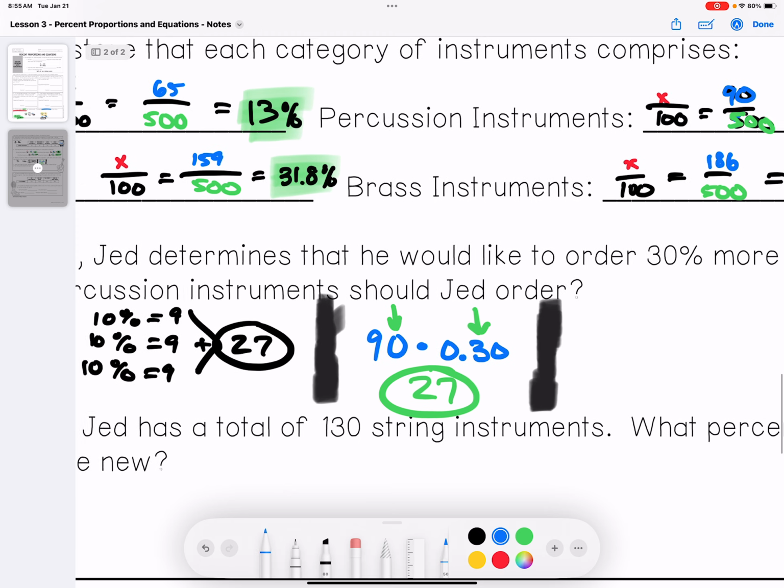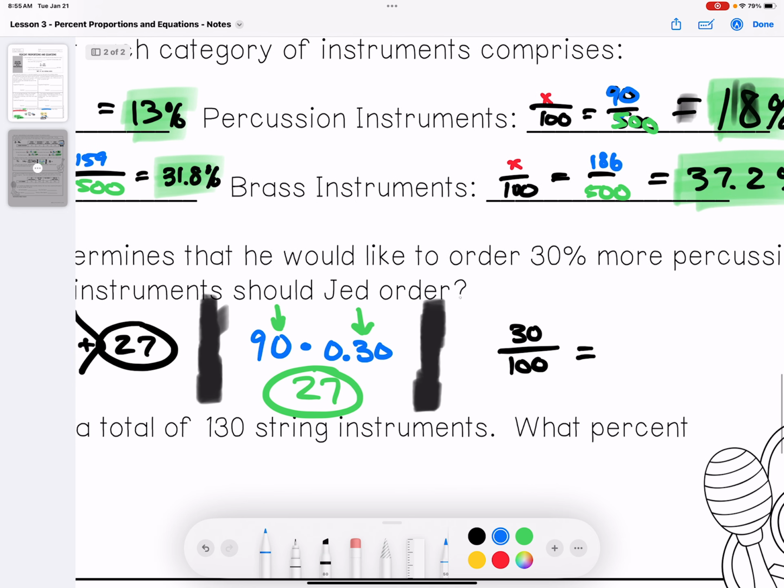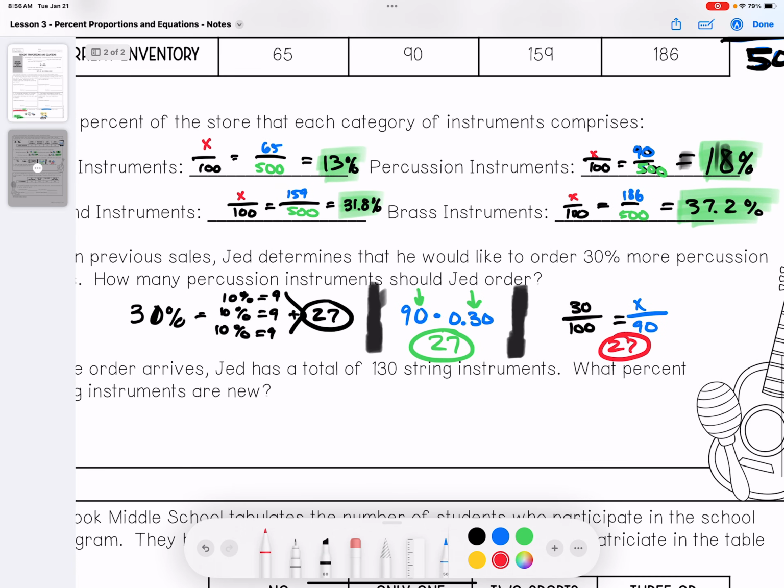The next way to do it would have been to set it up as a proportion. We know that he wants 30% more out of 100, always out of 100, equals the part, which we don't know because we're looking for how much to order more, but we know the whole is 90. And then you could have done your butterfly method. And when you did that, guess what you would have gotten? 27, same exact thing. So any of those three ways.